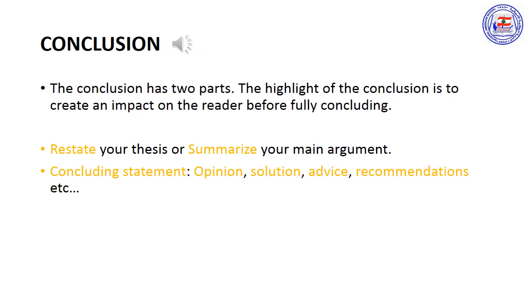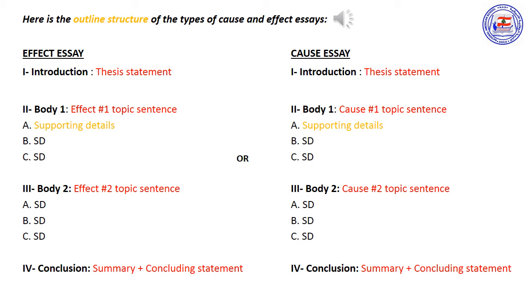Finally, the conclusion has 2 parts. The highlight of the conclusion is to create an impact on the reader before fully concluding. So what we have to do here is to restate the thesis or summarize the main argument and write a concluding statement by giving opinion, solution, advice, or recommendations. In this slide and in the one that follows, we will see the outline structure of the types of cause and effect essays.